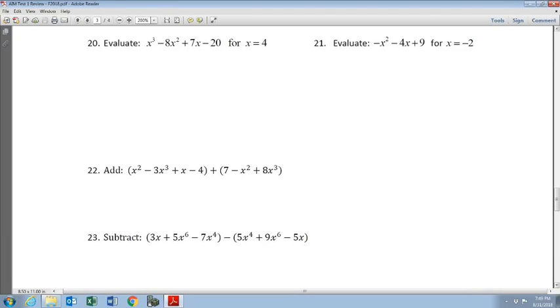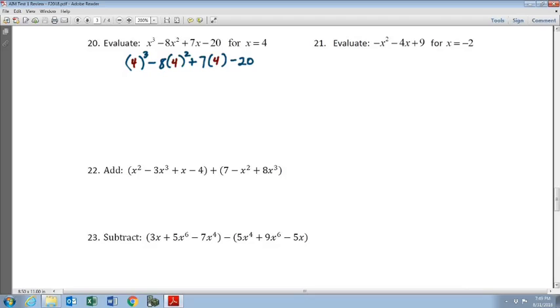Alright, in number 20, it's asking us to evaluate this polynomial when x equals 4. So what we need to do is replace all our x's with 4. I always encourage students to make a shell or a skeleton. Wherever you see an x, I would put parentheses. And now let's replace all of those x's with 4's.